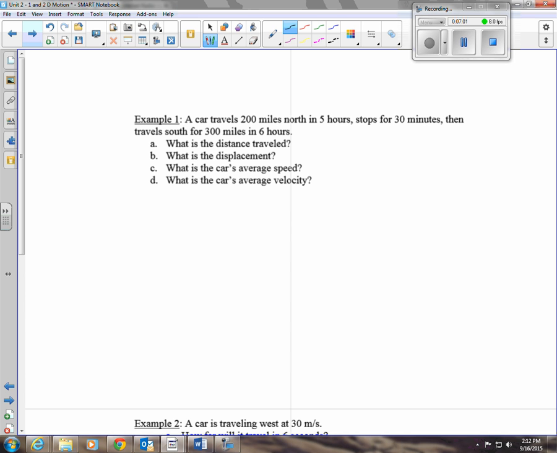in 6 hours. So if I was to sketch it, it would look like this. 200 this way, turn around, and go 300 this way. Okay, now, part A, we want the distance. I'm going to use the letter delta x for distance, but I have to remember that it's not a vector in this case. I went 200 one way, then 300 the other way. Altogether, I went 500.